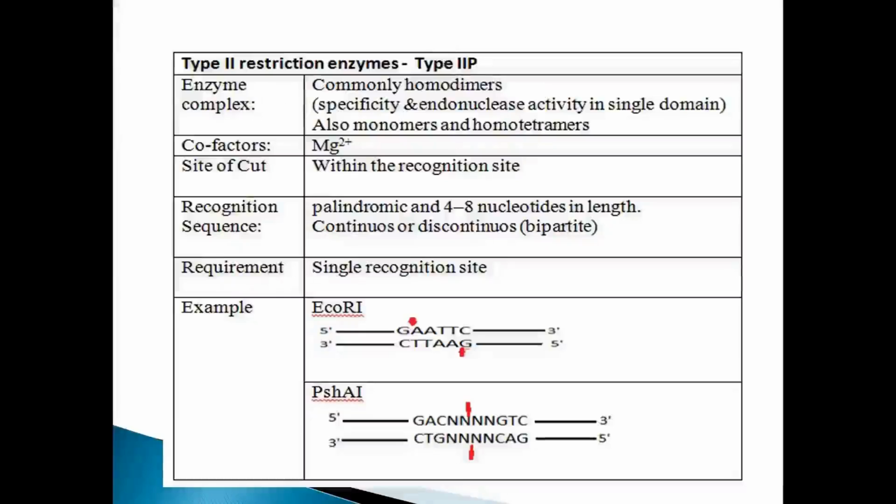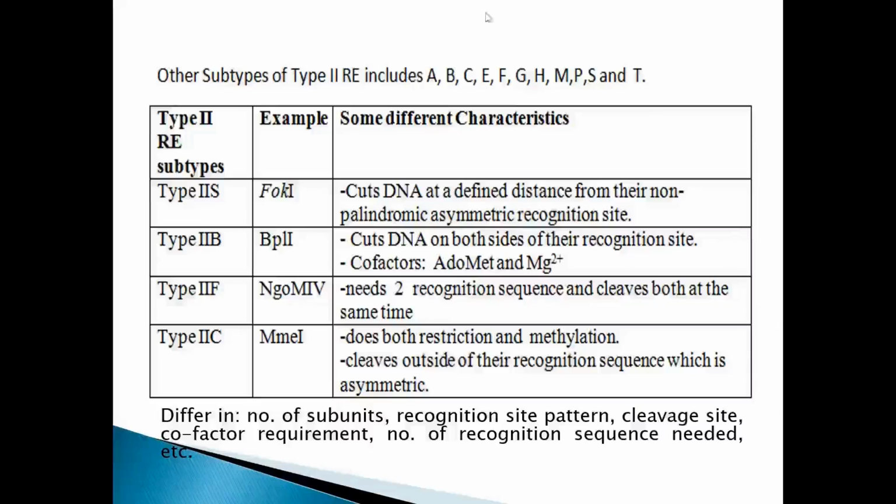The enzyme complex generally consists of homodimer proteins. They do not carry out methyltransferase activity and hence contain specificity and endonuclease activity in a single domain. In this type, we also find monomers and homotetramers. It requires only Mg2+ as a cofactor. The site of cut is within the recognition site. The recognition sequences are palindromic in nature and they are 4 to 8 nucleotides in length, and they require only a single recognition site.